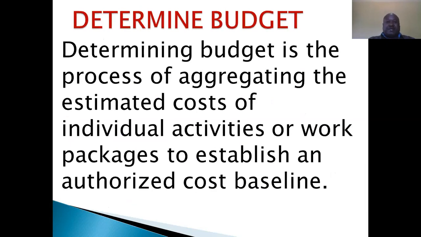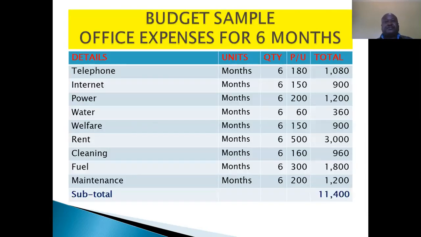Next, we determine the budget. Determining budget is the process of aggregating the estimated costs of individual activities or work packages to establish an authorized cost baseline. Here is a budget sample. We are looking at one item, which is office expenses for 6 months.